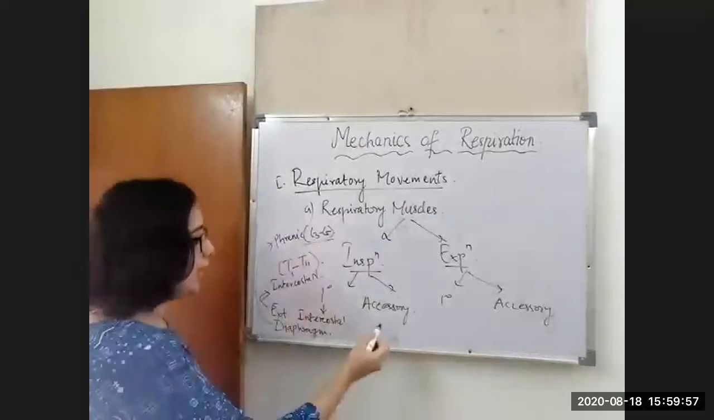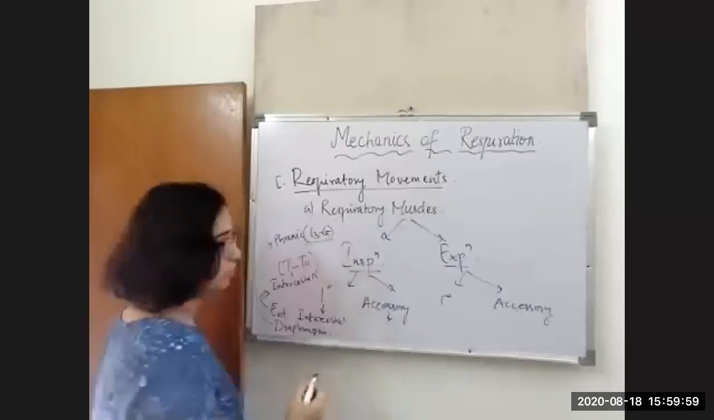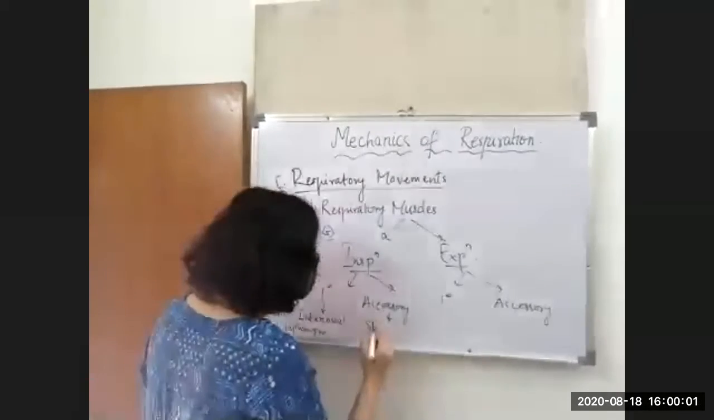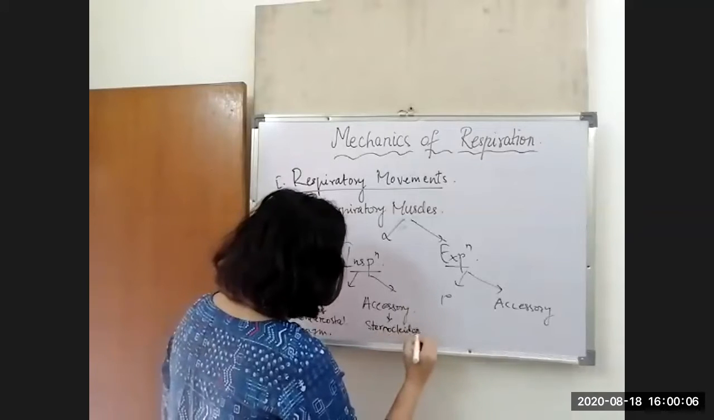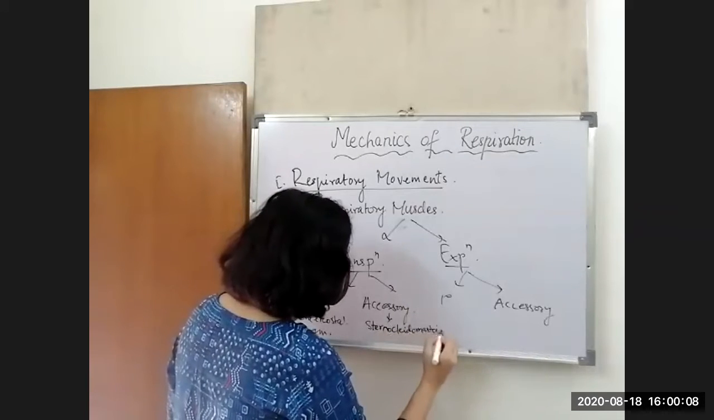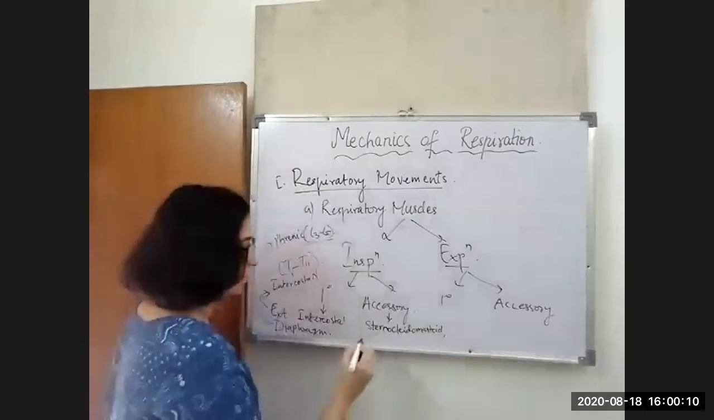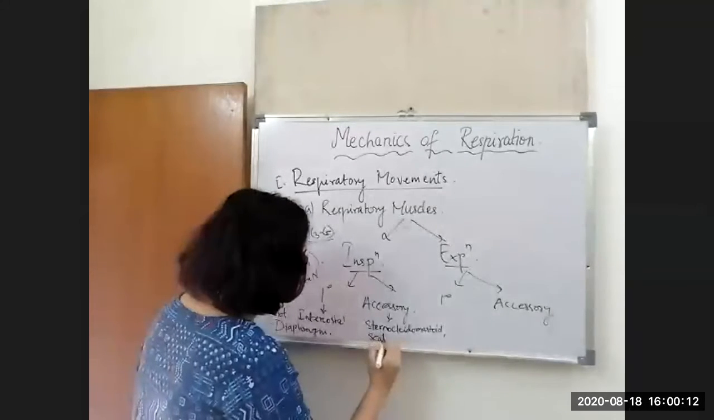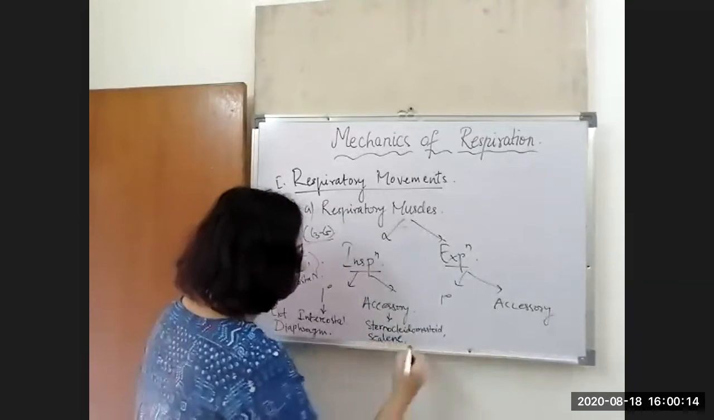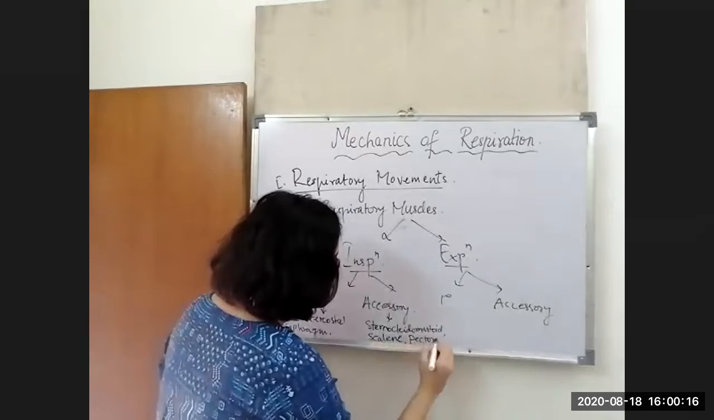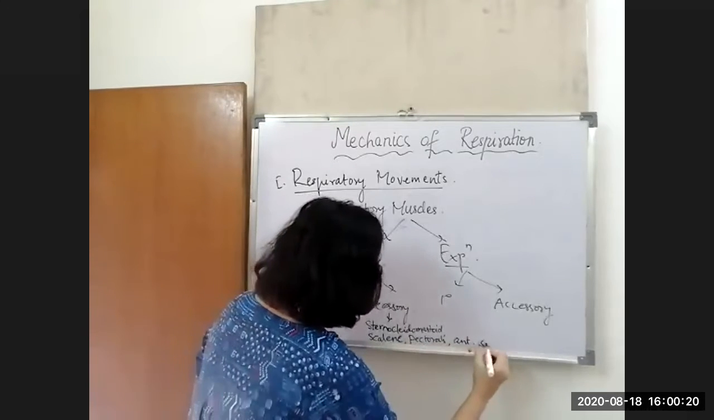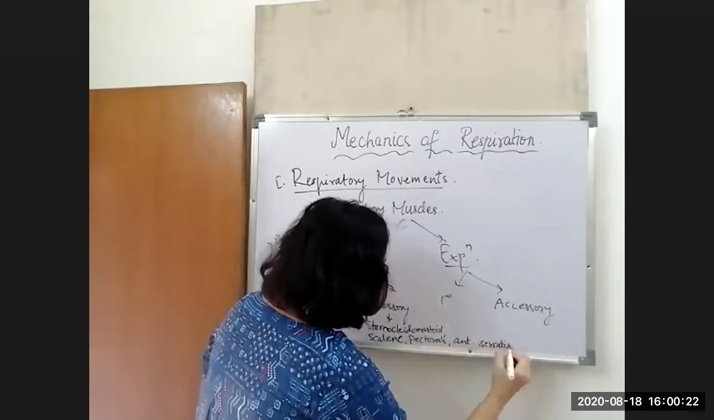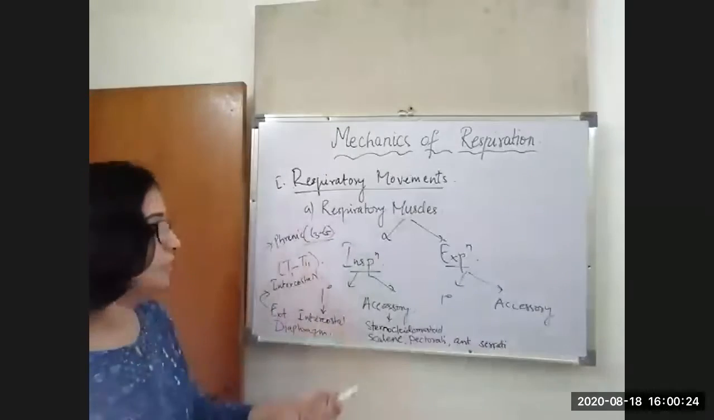Now, what are the accessory muscles? So the accessory muscles are sternocleidomastoid, scalene, pectorals, and anterior serratus. Okay. So these many muscles are involved.